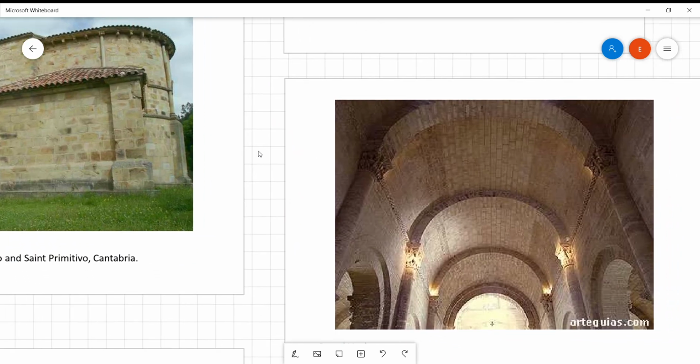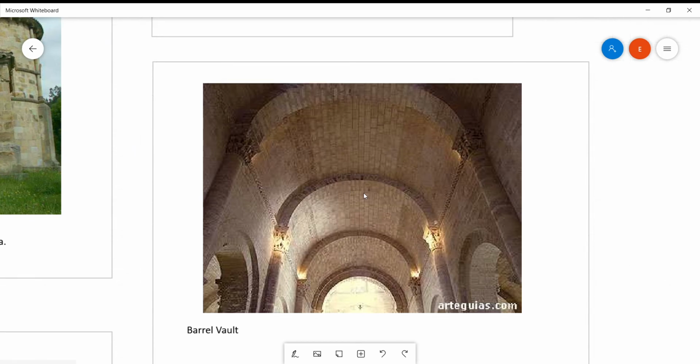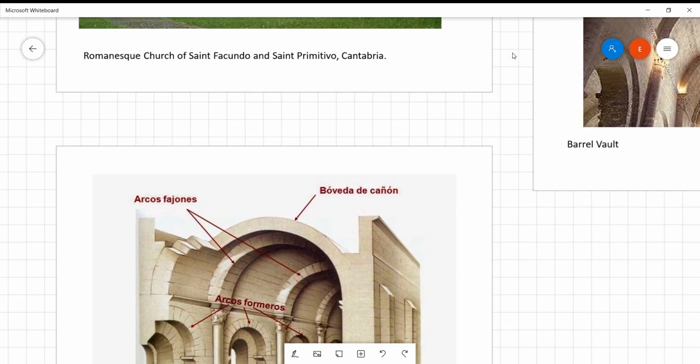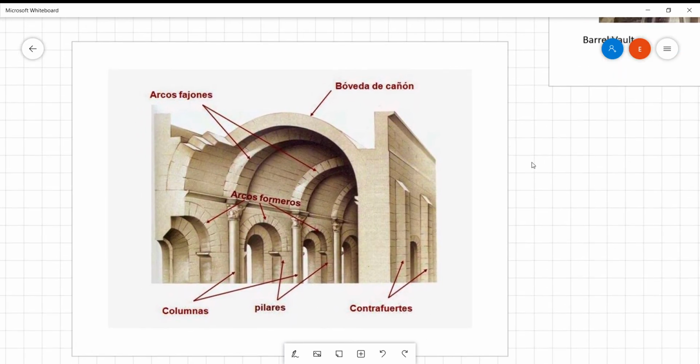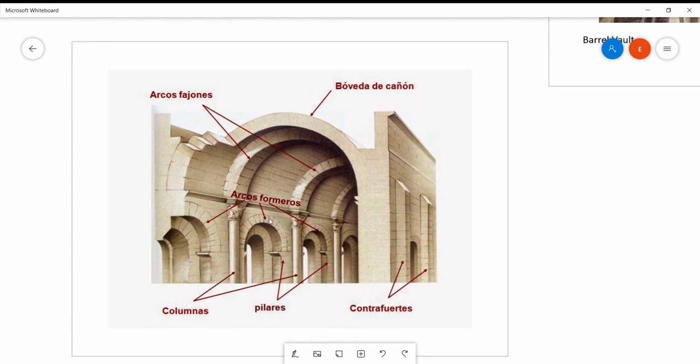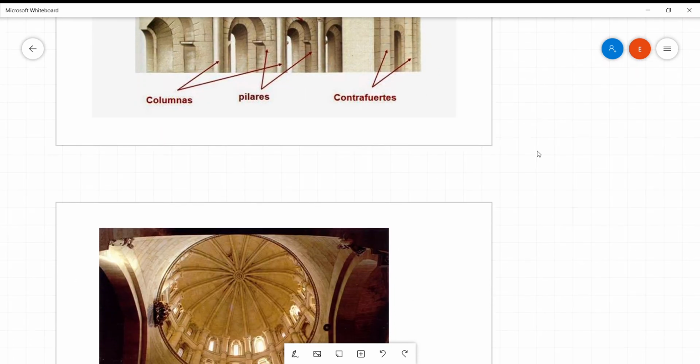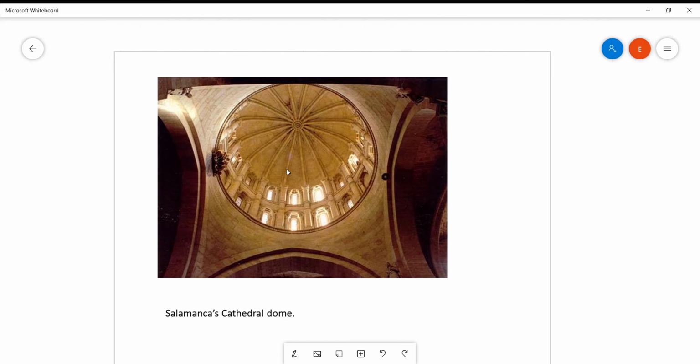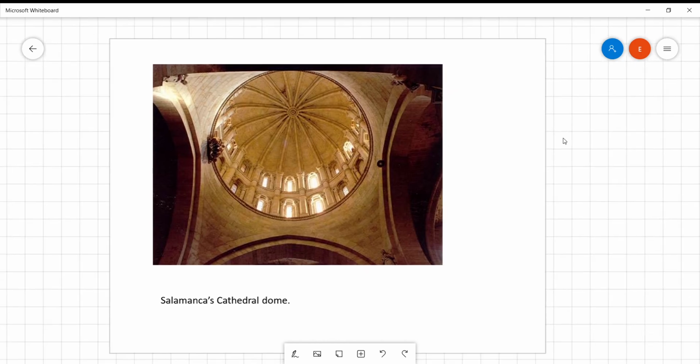Okay, this is a barrel vault. You could say the definition. You could say this is typical of Romanesque art. Well, you can see a lot of different elements here. You can see the buttresses. You can tell the difference between a pillar and a column. You also have the barrel vault above. Okay, this is a dome. You can say the definition. You can say this is typical of Romanesque art as well.